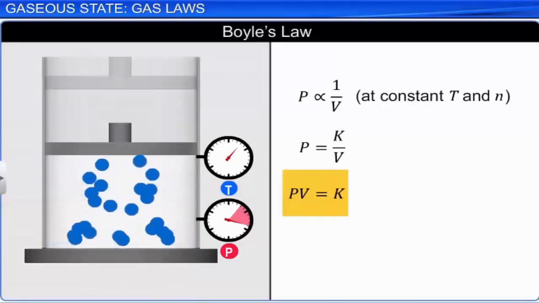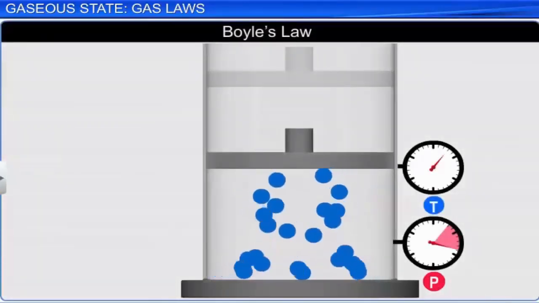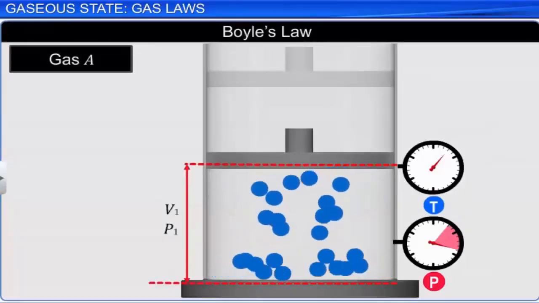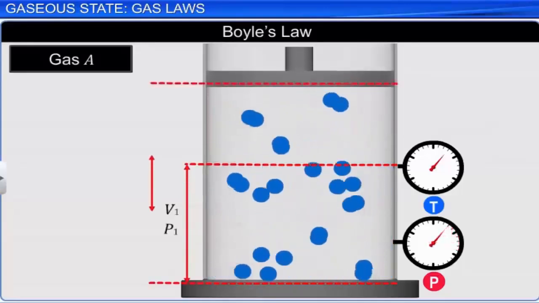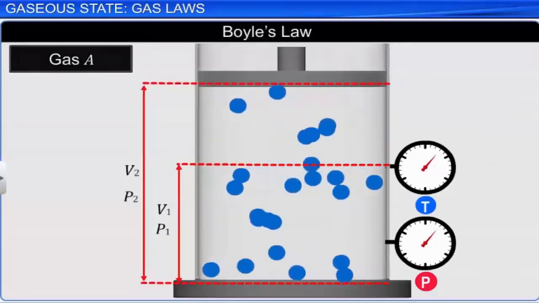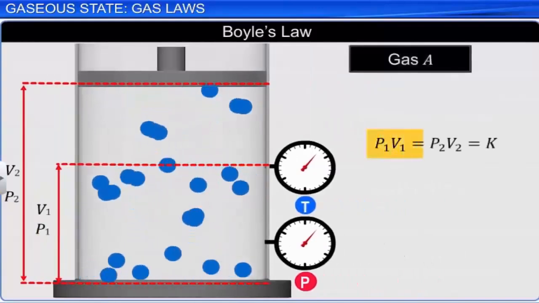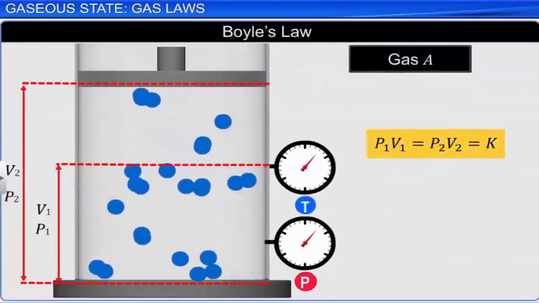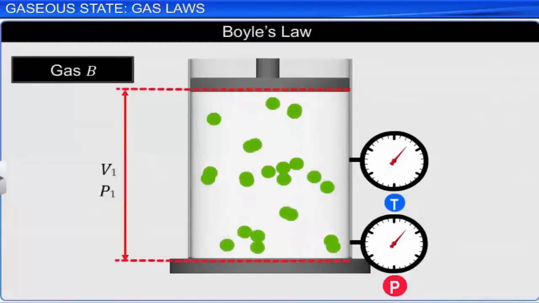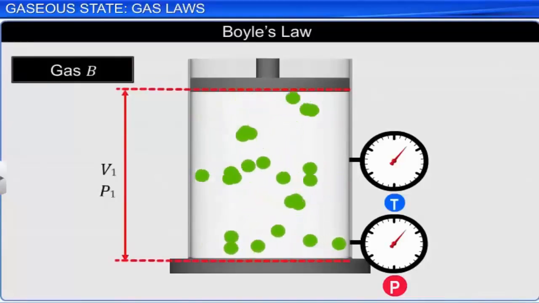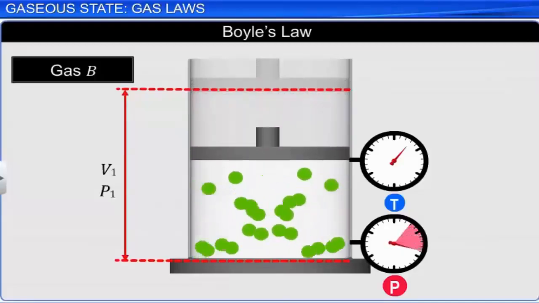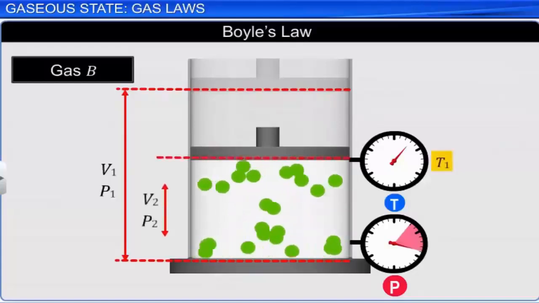For example, if n moles of a gas A occupying volume V1 at pressure P1 expands to volume V2 and pressure P2 at constant temperature, then P1V1 is equal to P2V2, which is constant. Now consider n moles of gas B at pressure P1 and volume V1. Let us now slowly increase the pressure, keeping the temperature constant at T1. We observe that the volume of gas decreases as the pressure increases.